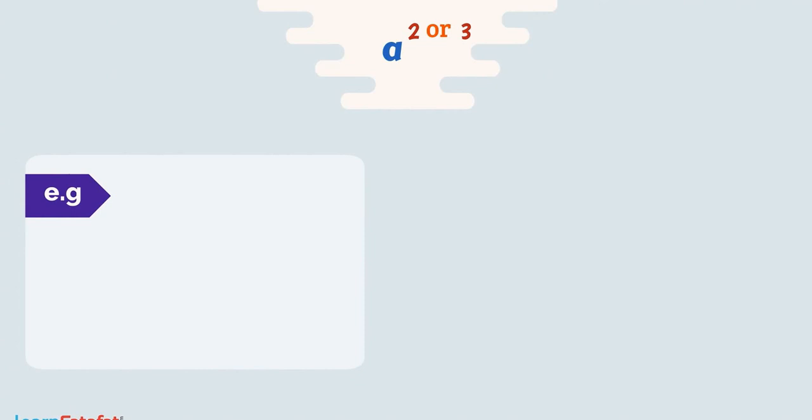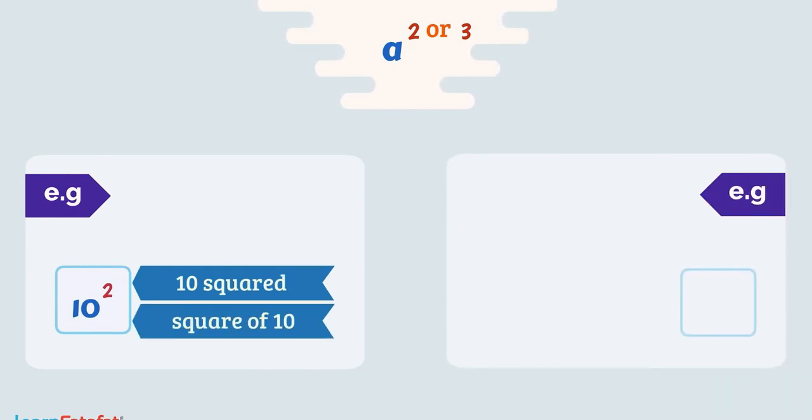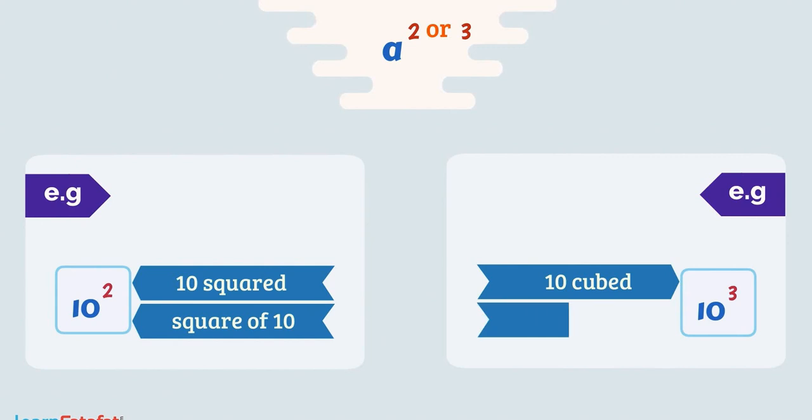Also remember that when the power of a number is 2 or 3, we use a different way of reading. For example, this number is 10 raised to power 2. We also read it as 10 squared or the square of 10. Similarly, this number is 10 raised to power 3. We also read it as 10 cubed or the cube of 10.